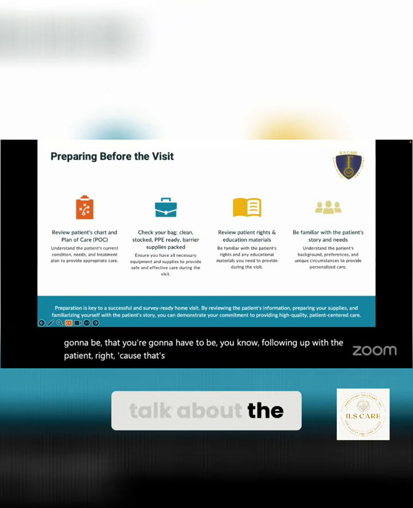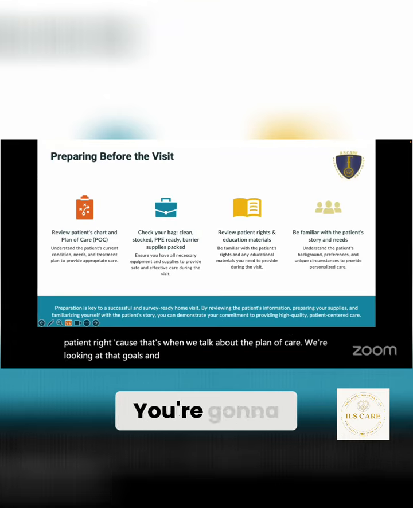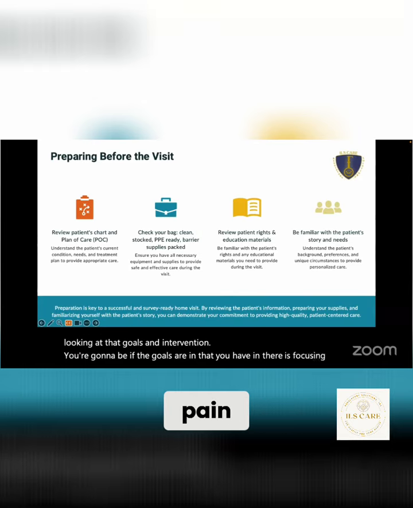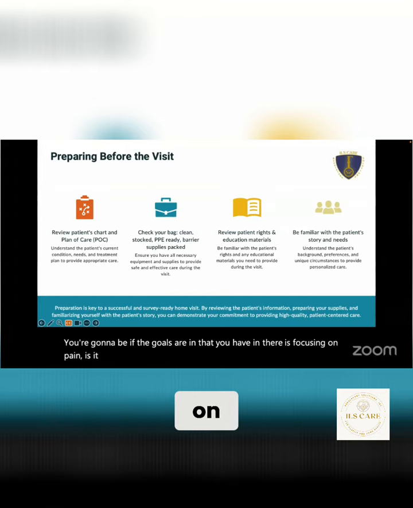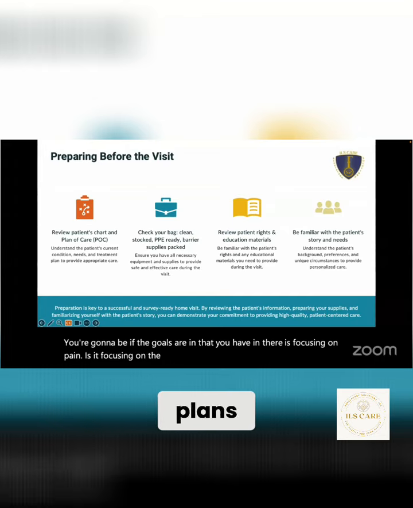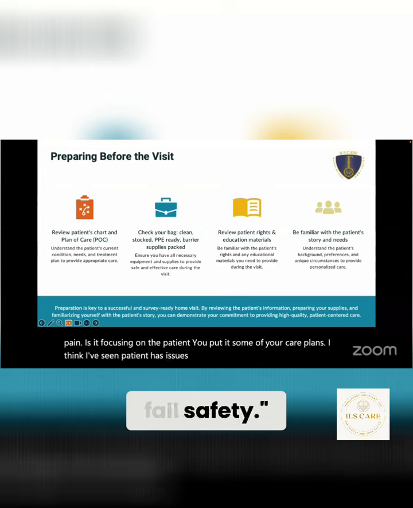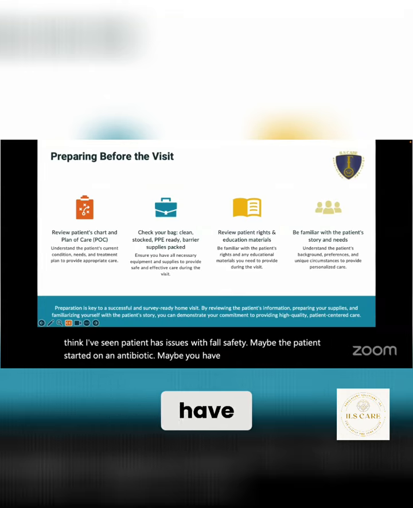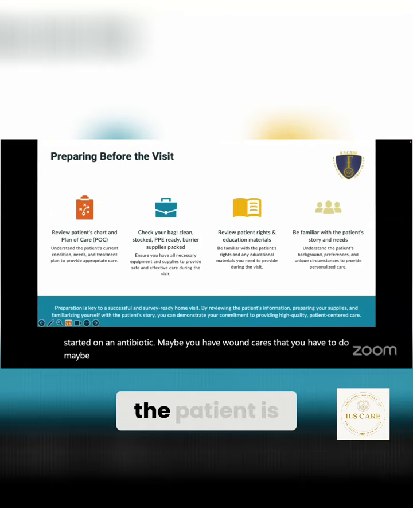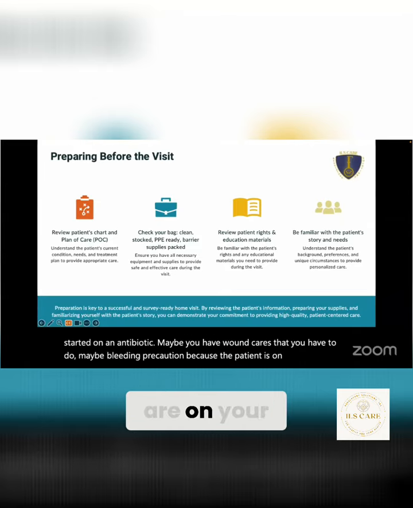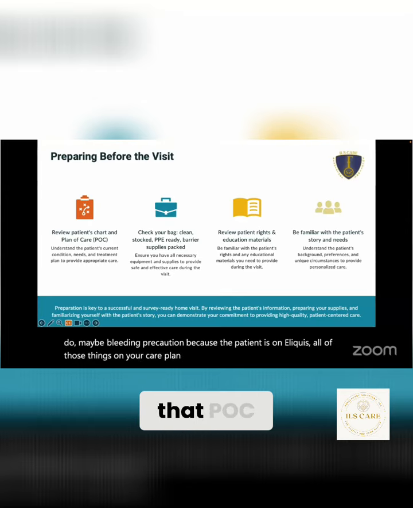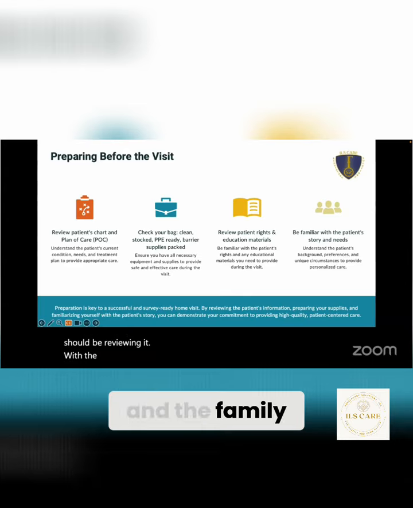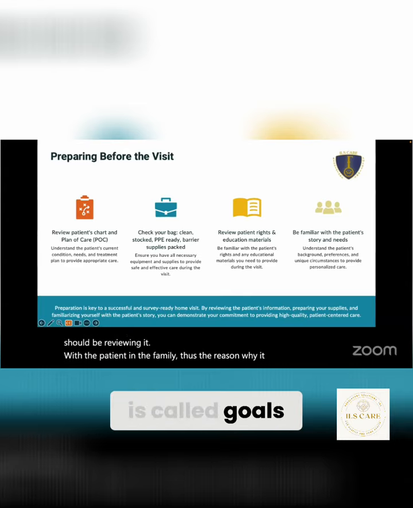Because when we talk about the plan of care, we're looking at the goals and interventions. Maybe the goals focus on pain. Maybe the patient has issues with fall safety. Maybe the patient started on an antibiotic. Maybe you have wound care to do. Maybe bleeding precautions because the patient is on Eliquis. All of those things are on your care plan. So anything on that POC, you should be reviewing with the patient and the family. Thus, the reason it is called goals and interventions, right?